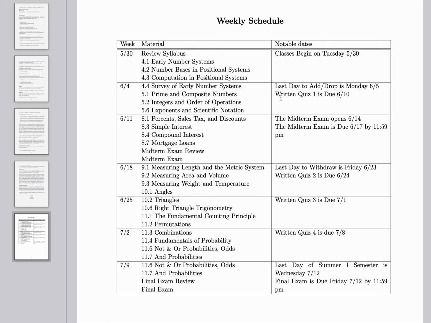And then some weeks are written quizzes, which are due on Saturday. And then on this week here is the midterm, and then here's when the final exam is due. So you can always refer to this schedule to know what is being covered in a given week. So that's everything I wanted to say about the syllabus.